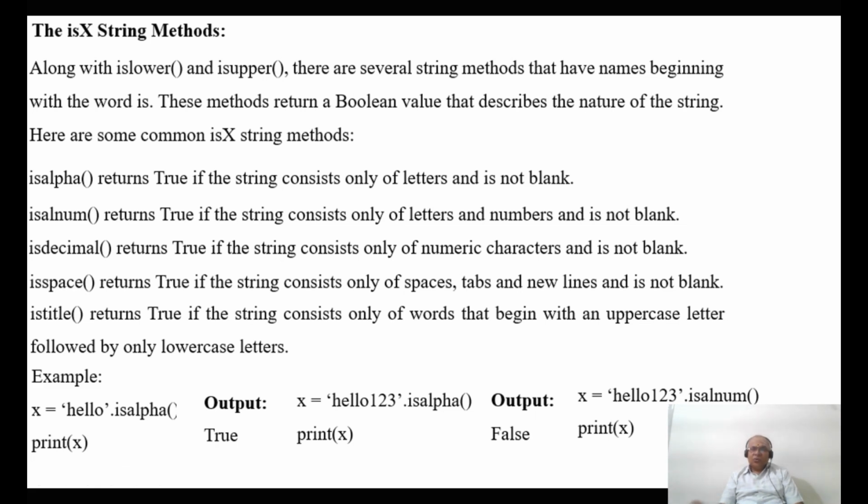Similarly, x is equal to 'hello123' dot isalnum. What is the definition of isalnum? It should consist of letters and numbers without blank. Whatever is in single quotes is a string, so we are comparing that. Here it consists of characters, that is hello, all alphabets, and 123, which is the number, also without space. Therefore, the condition is true.